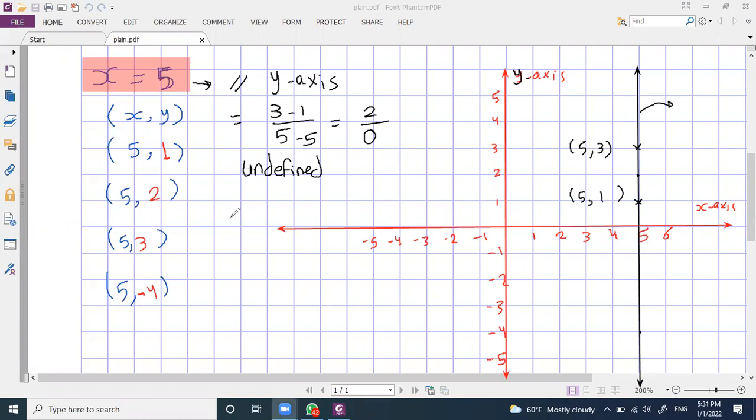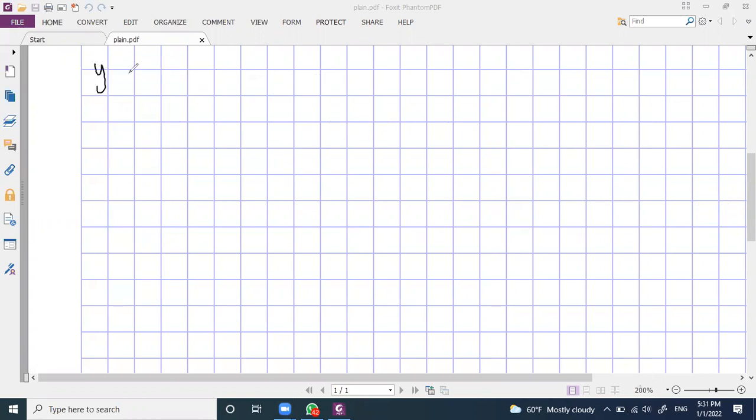So the slope of this line is undefined. I want to graph the relation y equals 3. How can we graph the relation y equals 3? You know y is constant and any ordered pair is written as x and y, x firstly and y secondly.